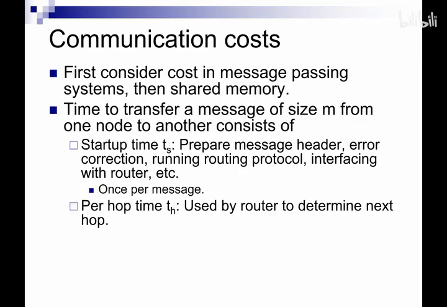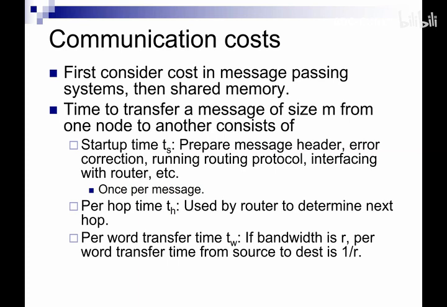Now the next part of the cost is that the message could actually go through multiple hops. It can go through several processors before it gets to its destination. And so for each hop, we could have a per hop time. Whenever it gets to an intermediate router, that router needs to determine the next hop. And that's going to take some time. So we're going to call this the per hop time given by t sub h.